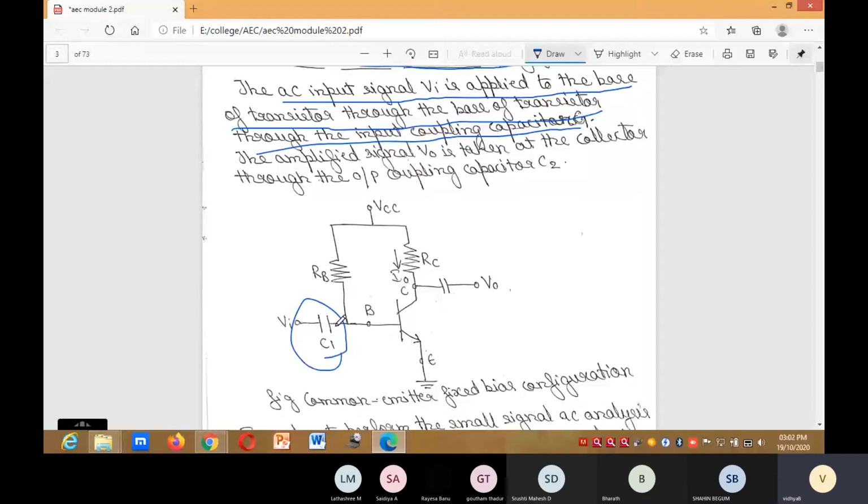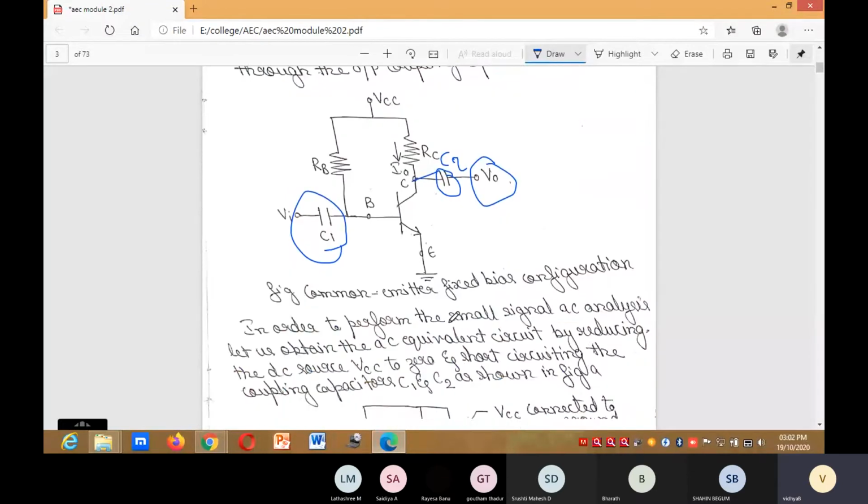Okay, the amplified signal V0 is taken at the collector side, through the output coupling capacitor C2. This is the coupling capacitor C2.